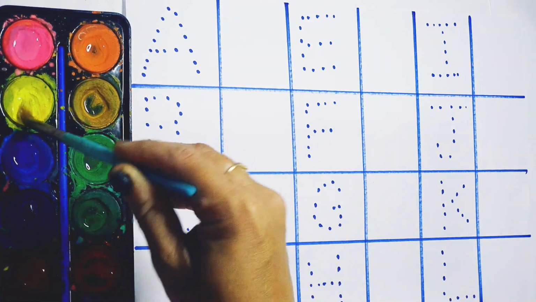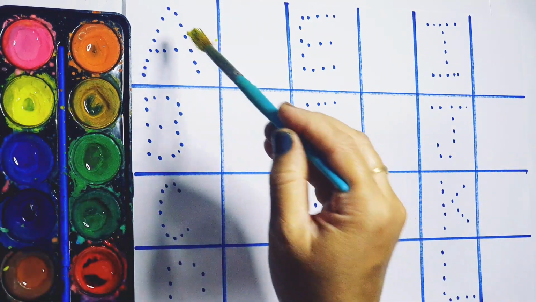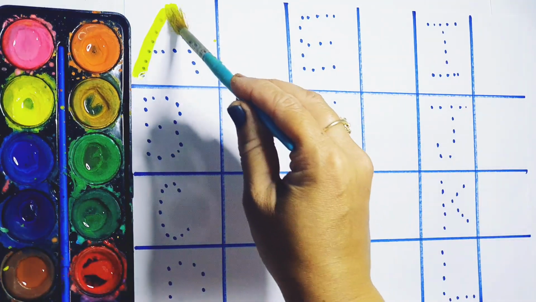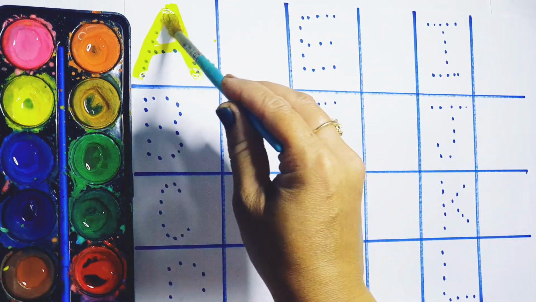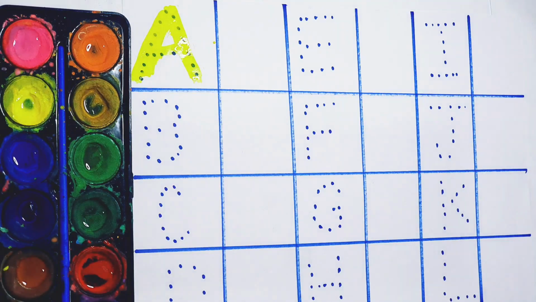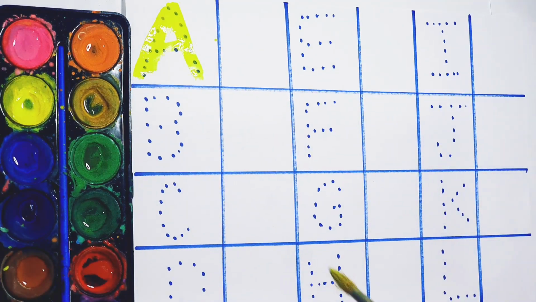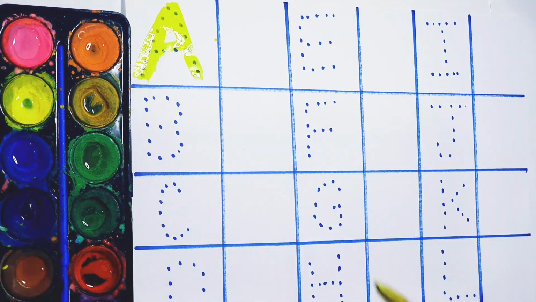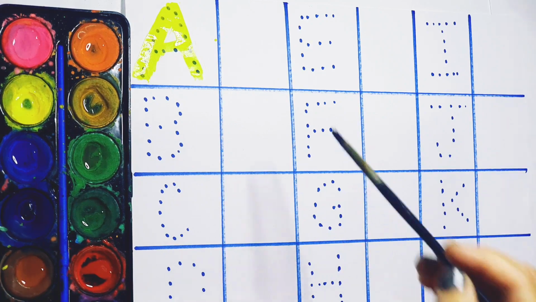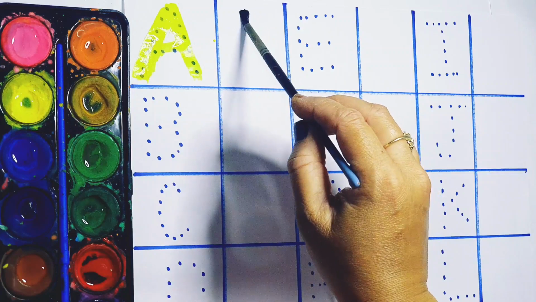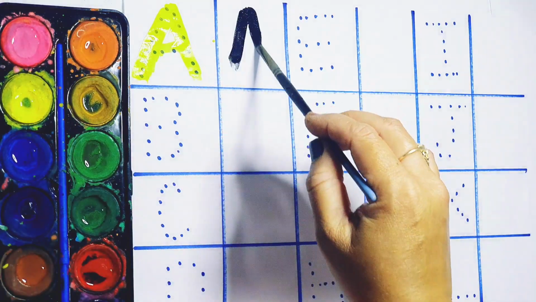Yellow color. A for aeroplane. A for aeroplane. Black color.